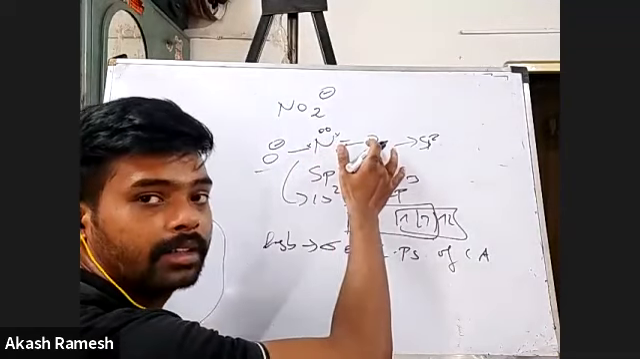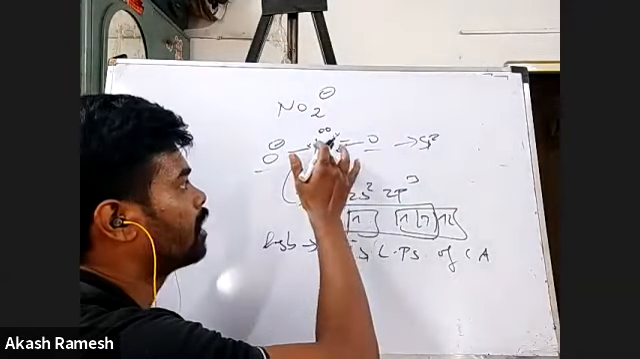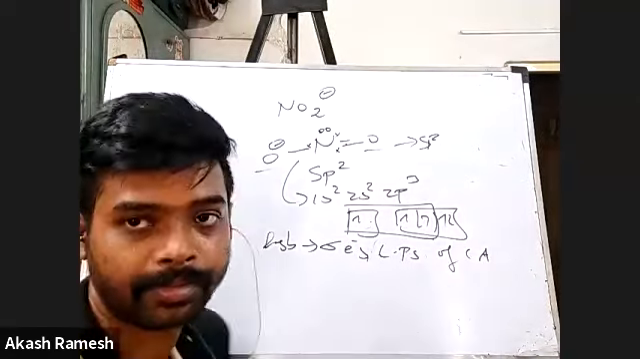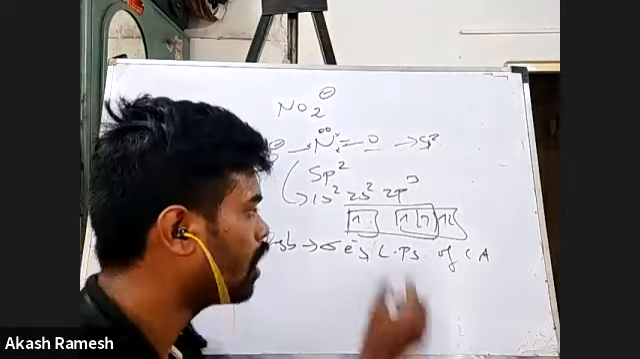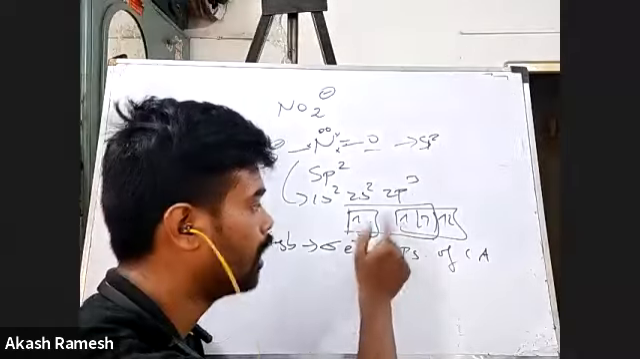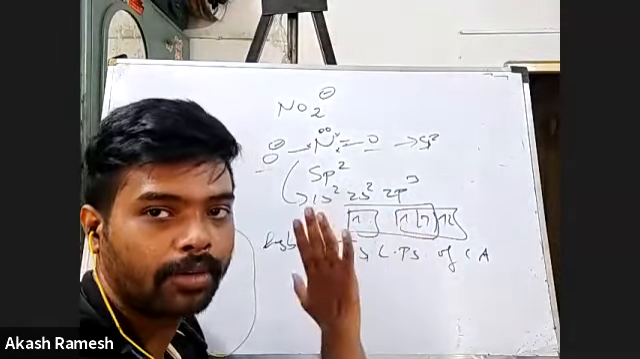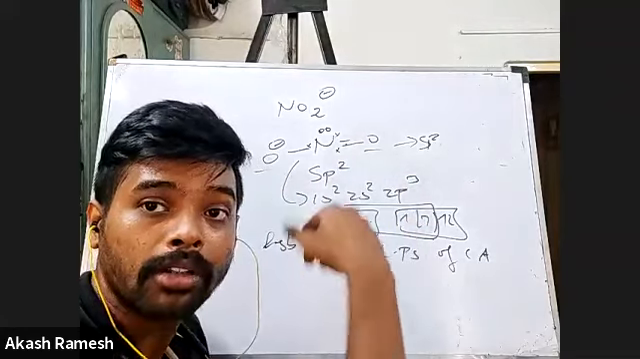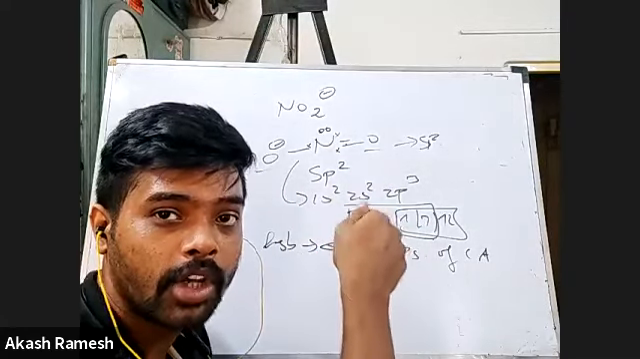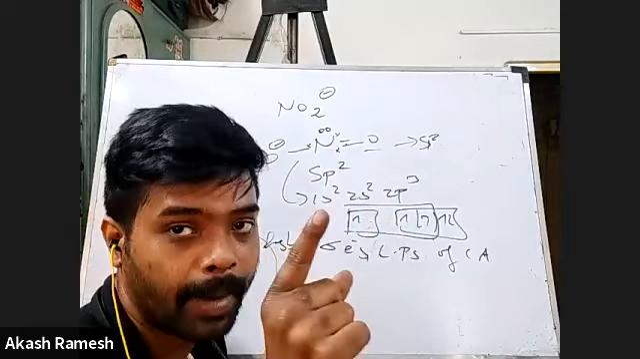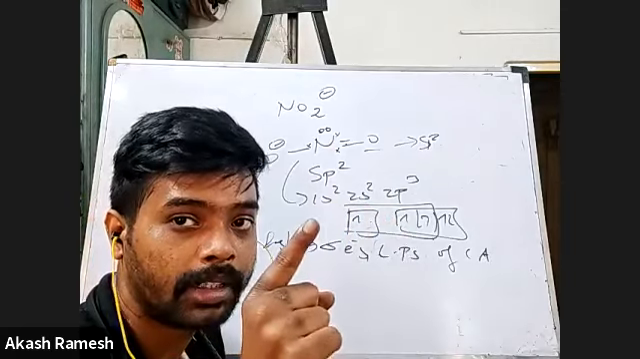One sigma bond between this nitrogen and oxygen, and one sigma bond between nitrogen and this oxygen. Understood? So two of them are understood. One sp2 and another sp2 are involved in sigma bond formation. Done. What about the third one? The third one is actually going to accommodate the lone pair.